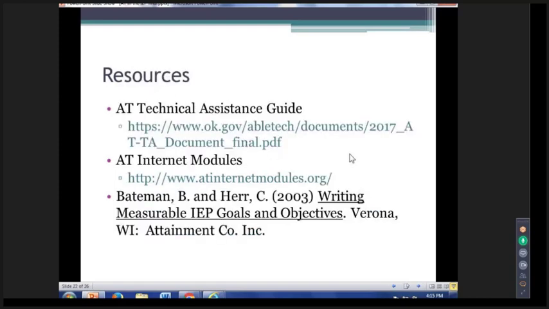Here are my handy-dandy resources. If you're not familiar with our AT Technical Assistance Guide, you can access that through our AbleTech website on the services for PK through 12th. There's also an AT Internet Modules program that you can access for some great information. It's not state-specific. It's just general information about assistive technology for schools. And then here's the information on the book that I referenced for writing goals and objectives.